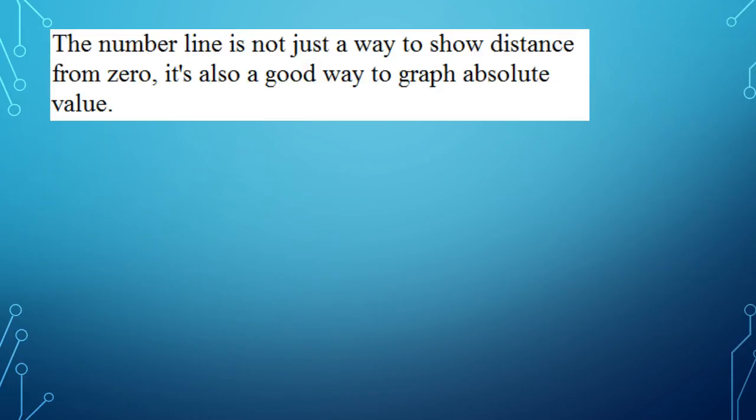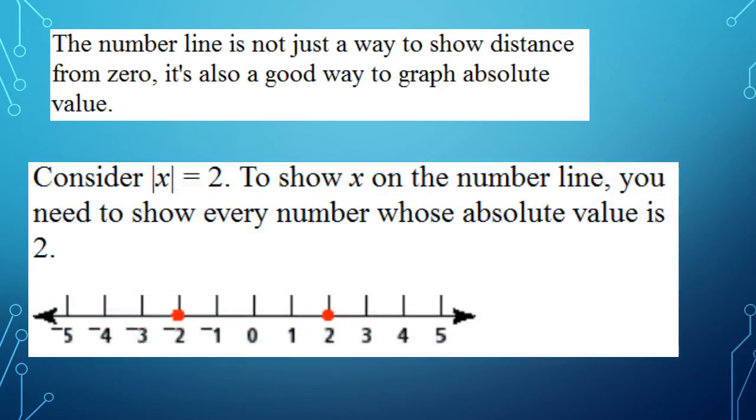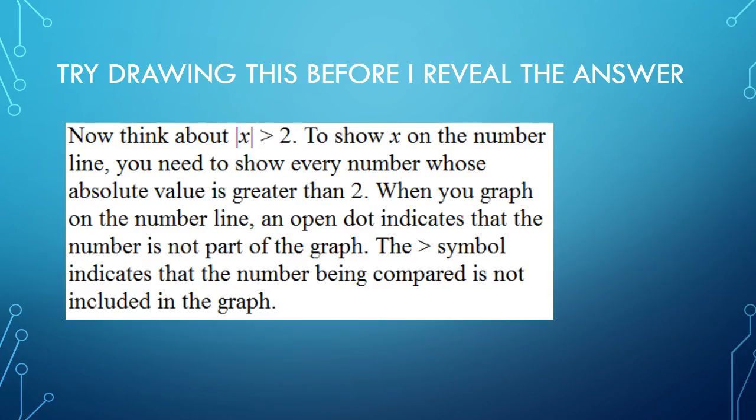The number line is not just a way to show the distance from 0, it is also a good way to graph your absolute value. Here are some examples. Consider the absolute value of x equal to 2. If you want to show x on a number line, you need to show every number whose absolute value is 2. So here is negative 2, whose absolute value is 2, and positive 2, whose absolute value is 2.